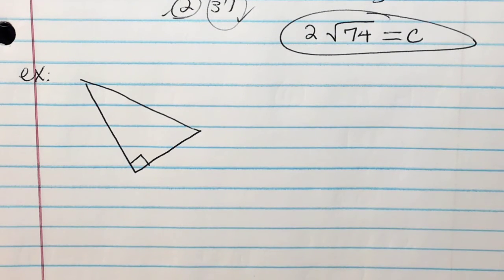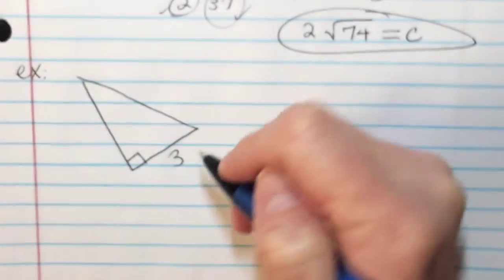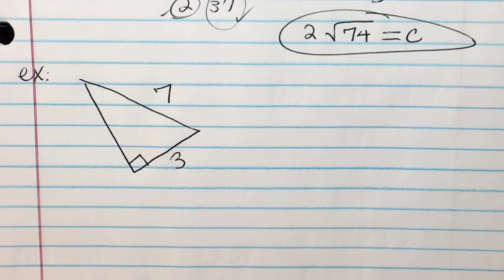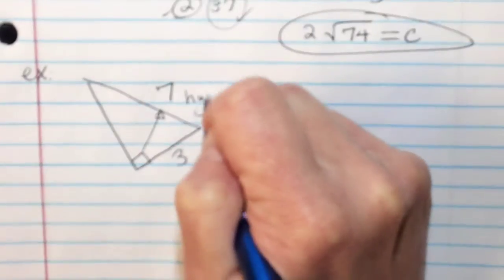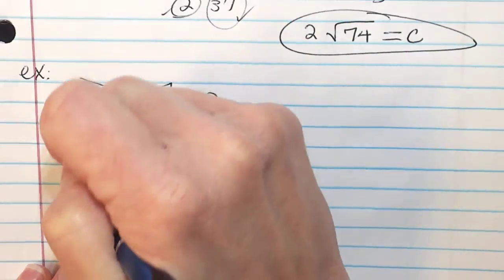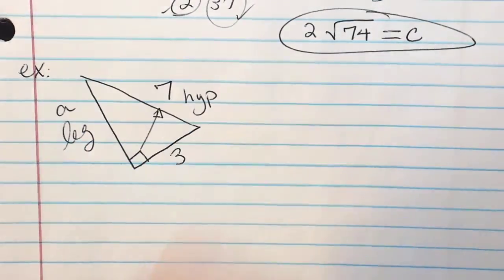So would someone please share a number with me? I heard a 7 and a, did I hear a 3? Okay. So let's put the 3 kind of down there on the bottom. And I want the 7 to be across from the right angle. So first thing, that 7, that's our hypotenuse because it's across from the right angle. That means this side that's missing, that's a leg because it helped to make the right angle. So we get to name that leg either A or B, and it doesn't matter. Whichever one floats your boat for this problem. I'm going to go with A.